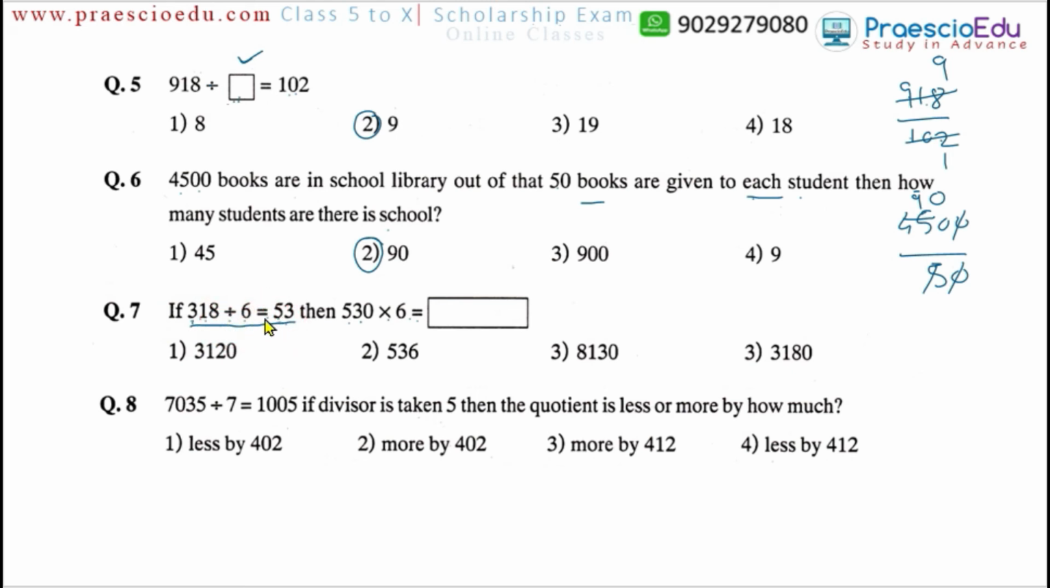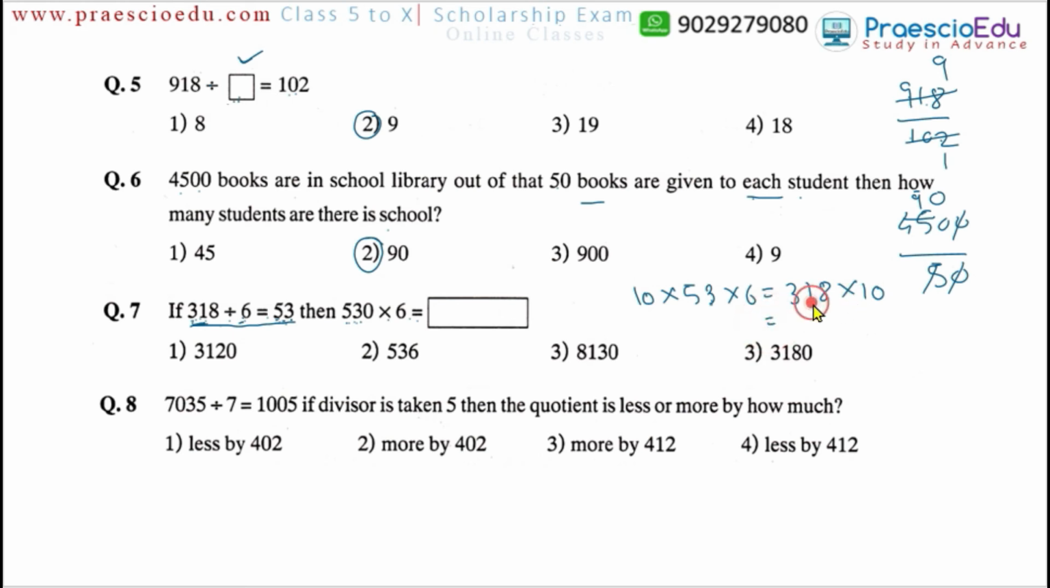So if you multiply this answer with this divisor 6, then we will get this dividend, of course. So 6 multiplied by 53, then we get 318. In the same manner, 53 multiplied by 6 is equal to 318. But here it is asking for 530, meaning 10 times 53. So we will multiply by 10 on both sides.